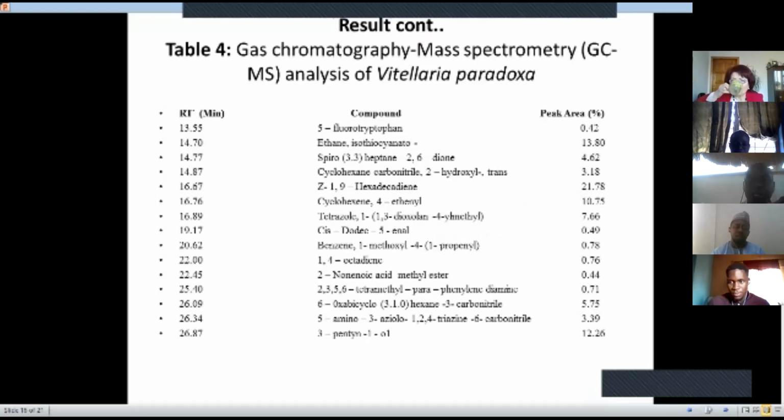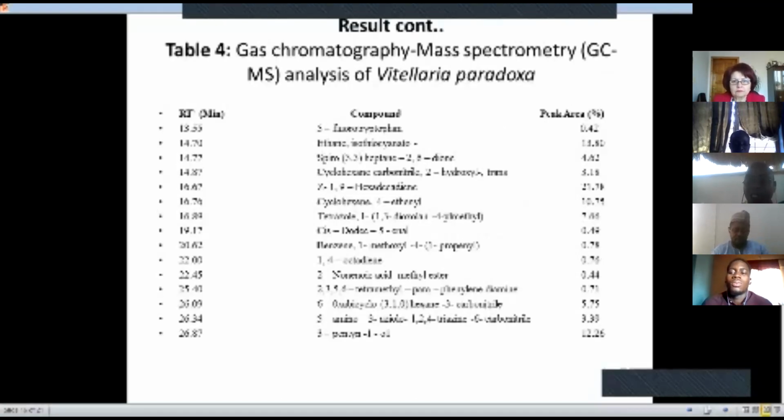Now, the V. paradoxa also contains about 15 compounds too, as listed on the screen. It has a very high amount, about 21.78%, of hexadizine, as well as cyclohexane.